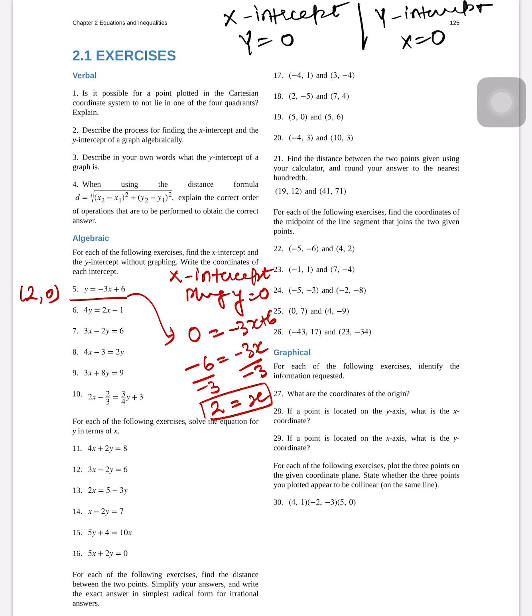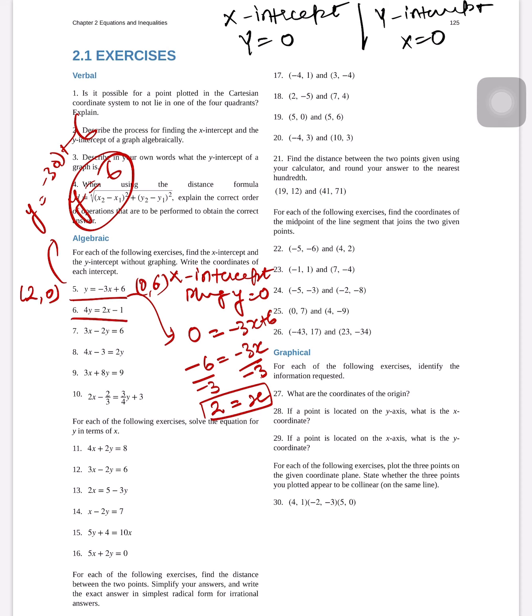And for the y-intercept, we know that we have to plug in x equals 0. So y is equal to 3 times 0 plus 6. So y is equal to 6. So the y-intercept for the first one is (0, 6). Right? You can do the same thing for the next questions also.